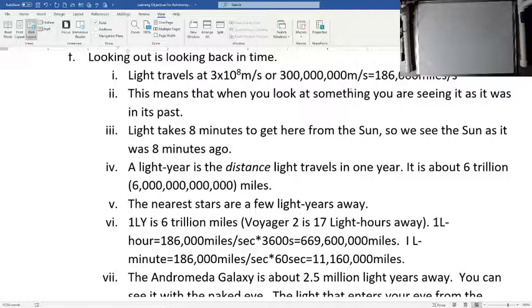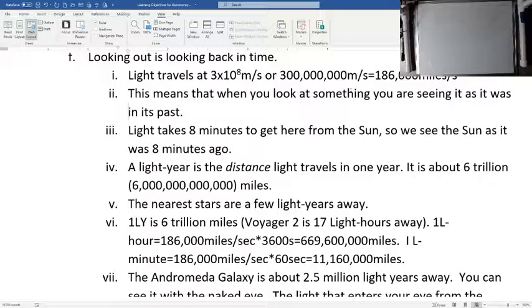A bigger distance than that is a light year. That's the distance light travels in 1 year. So imagine light traveling 186,000 miles a second for a year, right? Well, it turns out that that is about 6 trillion miles. That's how far light travels in a year. And so the nearest stars are a few light years away. So they might be 10 or 20 trillion miles away. This is clearly much farther away than the sun.